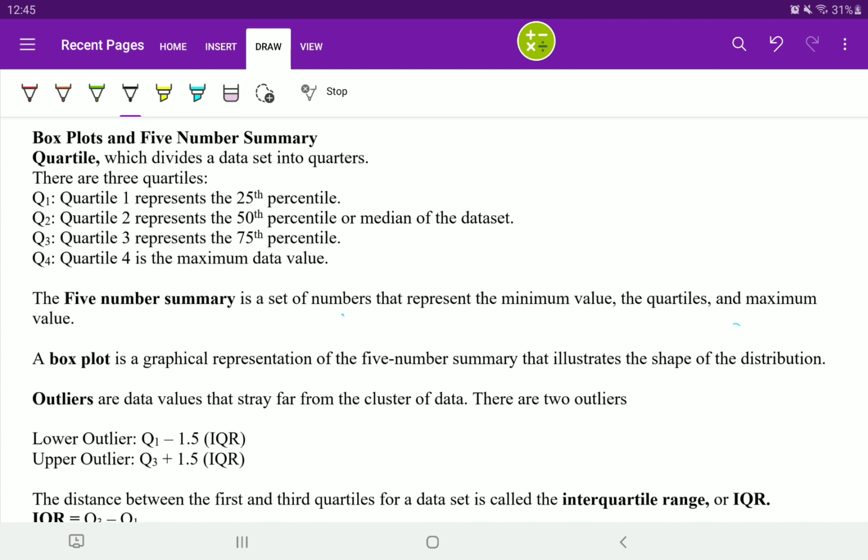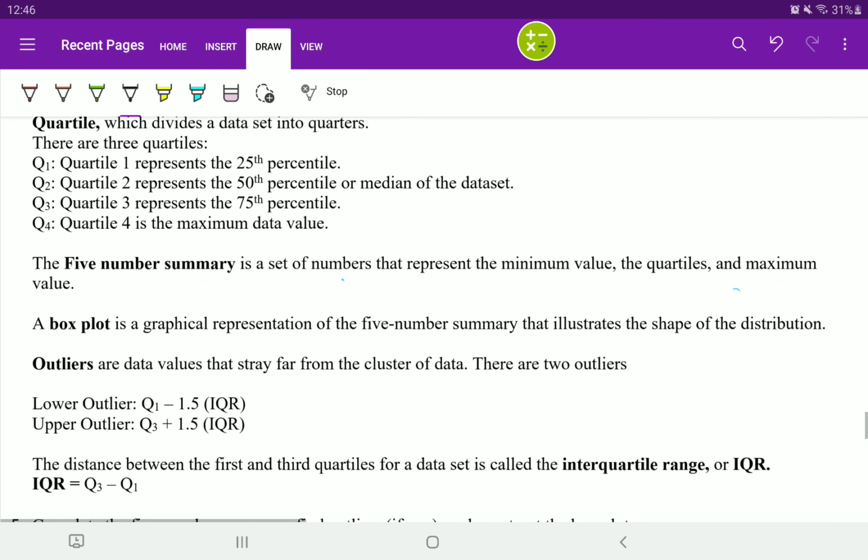Now, when it comes to the quartiles and to constructing a box plot, we take something that's called a 5-number summary. A 5-number summary is a set of numbers that represents the minimum value, the quartiles, and the maximum value. Based on the 5-number summary, we can construct a box plot, which is a graphical representation of the 5-number summary that illustrates the shape of a distribution. When it comes to the shape of a distribution, you will learn that more in Stats 250, because distribution shape is very essential in statistics. But because this is still the introduction to statistics, we're not going to necessarily go into distribution shape.